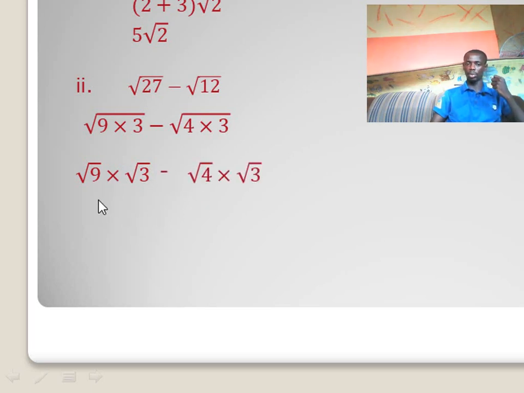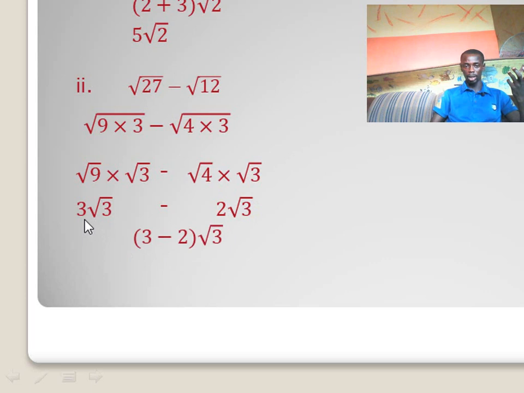Okay, so from here I can have 3, then root 3. I can have 3 from root 9, then I'm having root 3 here. So here I'm having 3 root 3 minus, from root 4, I'm having 2, then root 3. Now here again I'm having 2 terms that have root 3 in common. So the same way I factorize here, root 3 in common, so that's going to be 3 minus 2 in a bracket, then root 3. So you open a bracket, 3 minus 2 root 3, okay, and 3 minus 2 gives 1 root 3.